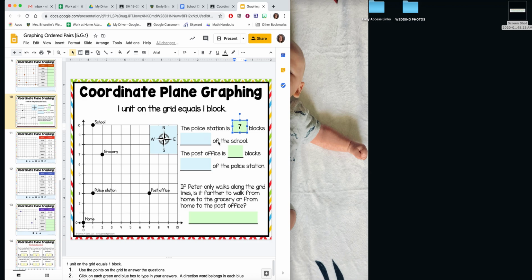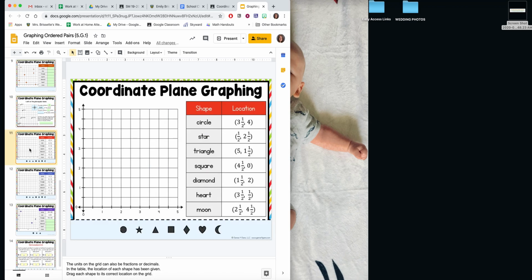And which direction is it of the school? So looking at our compass over here, is the police station north of the school, east of the school, south of the school, or west of the school? The police station is below the school, so that would be south. So we would type south in here. Then you guys can talk about the post office to the police station, and then also talking about if somebody's going on a walk to a couple of places. See if you can figure out how many he would go.